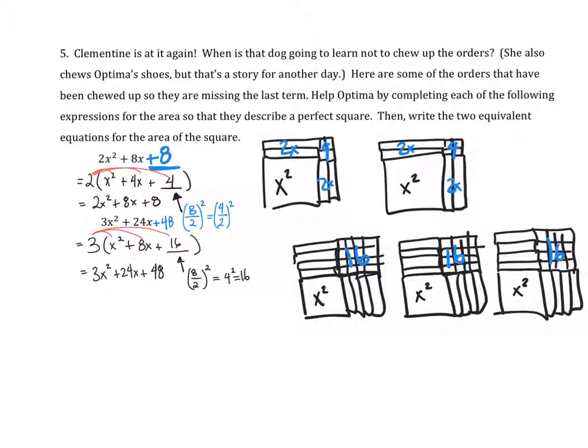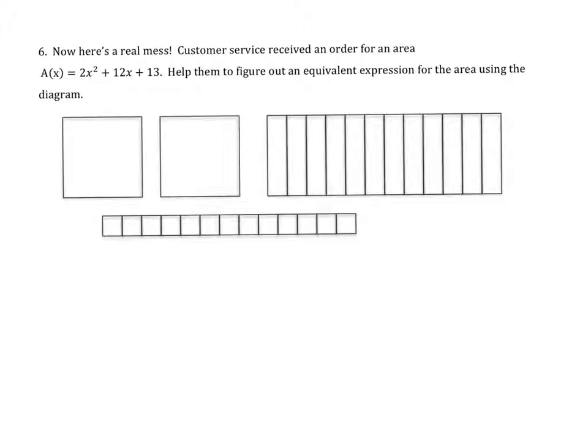So now I'm going to flip on over to the next bit, which is slightly trickier. So let's go. Let's see what we can do. So here we have a real mess, according to Optima here. We received an order for an area, 2x squared plus 12x plus 13. Unlucky for some. So we're going to use the tiles here to figure out an equivalent expression for the area. So let's start making our squares.